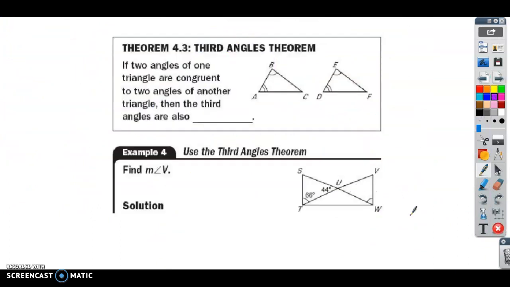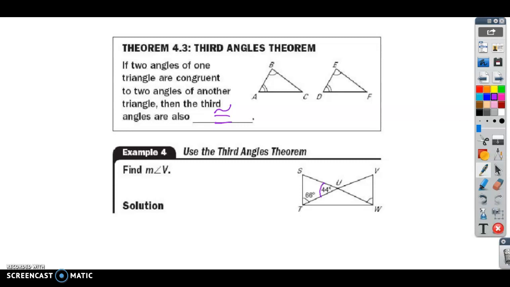All right, last slide. The third angles theorem is really just common sense. If two angles of one triangle are congruent to two angles of another triangle, then the third angles are also congruent. I'm going to put the symbol for congruent, okay? Because all three of them have to add up to 180. So you'll get a diagram.